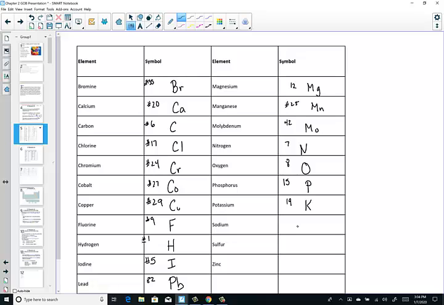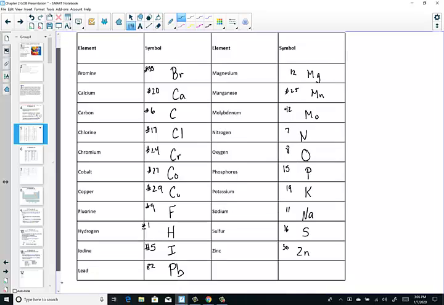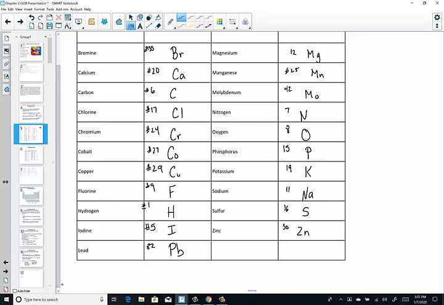Sodium, which you find as number 11, you wrote as Na. Sulfur. Sulfur has the number 16, capital S. And number 30 is the element zinc, written as Zn. How many did you know by heart? How many did you have to really search for?